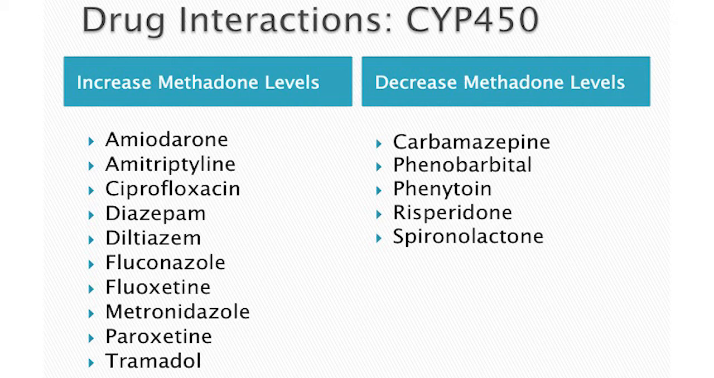On the other hand, some drugs decrease methadone levels. They will sort of push methadone to the front of the line to be metabolized, and that would be things like the anti-epileptics, carbamazepine, phenobarbital, and phenytoin, as well as risperidone and spironolactone.